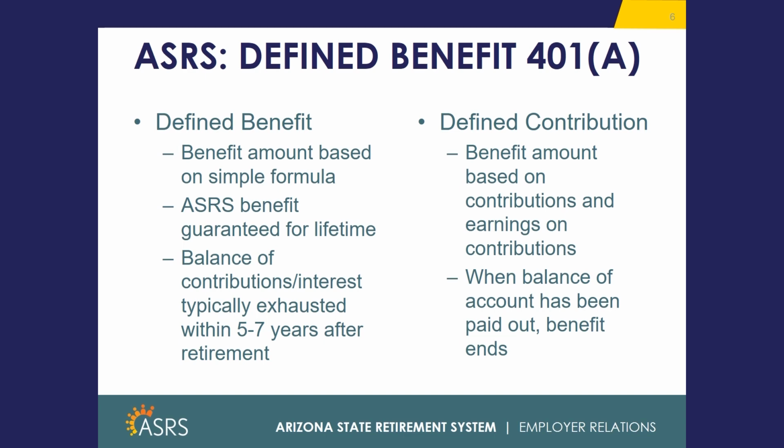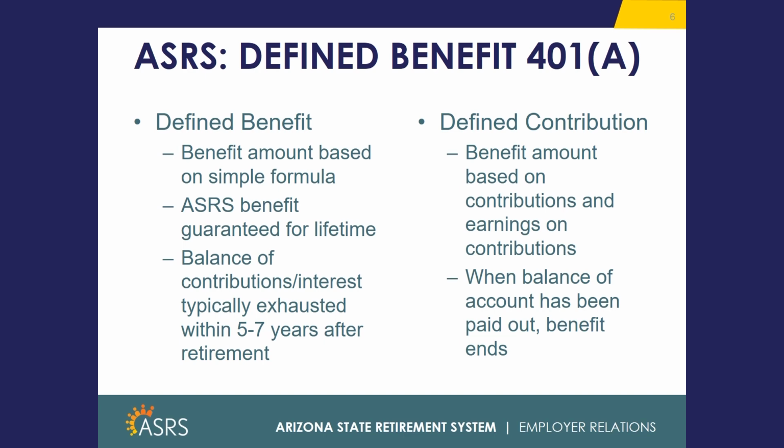And generally speaking, after all the years you've put in and the retirement benefit you're going to receive from the Arizona State Retirement System, it generally only takes 5 to 7 years to get back all the money you've paid in and the employer's paid in plus interest.